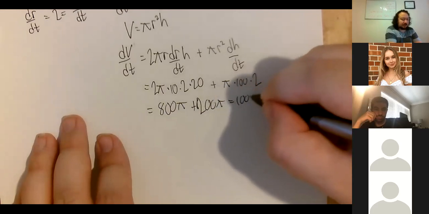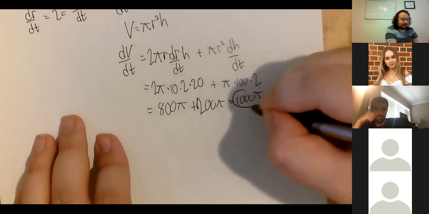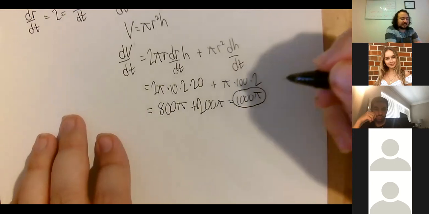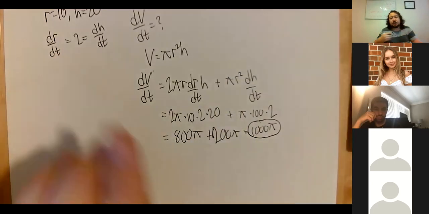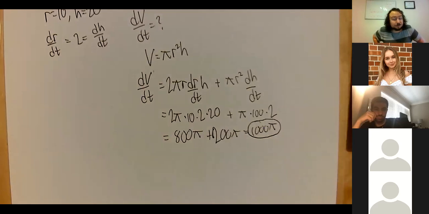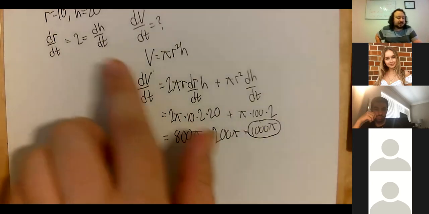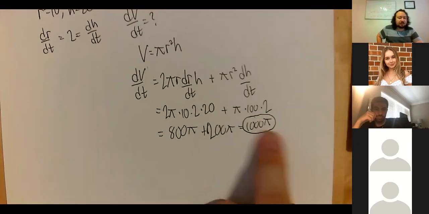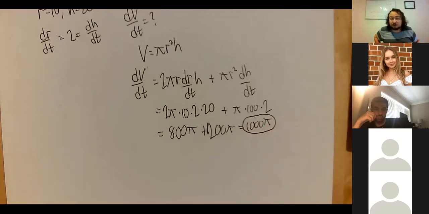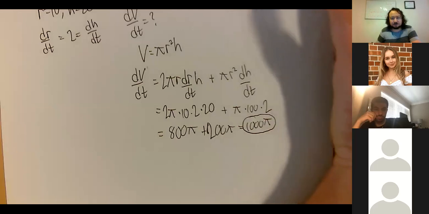So combined, that will give us 1,000 pi. That's going to be dv dt. So what you can see here is that even though our rates of change for the radius and height are actually very small, because the volume is a product of those, we're multiplying all that together, we end up getting something rather big for the rate of change of our volume here. All right, so that's how we do that one.